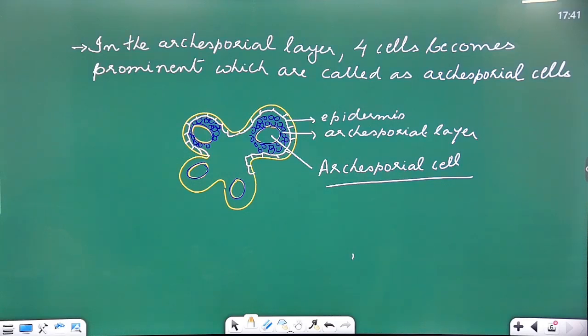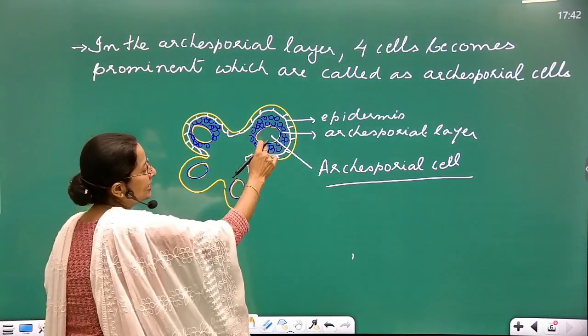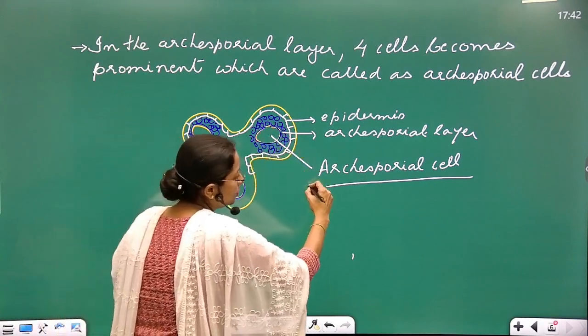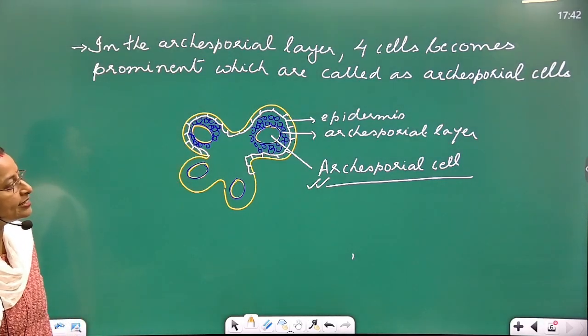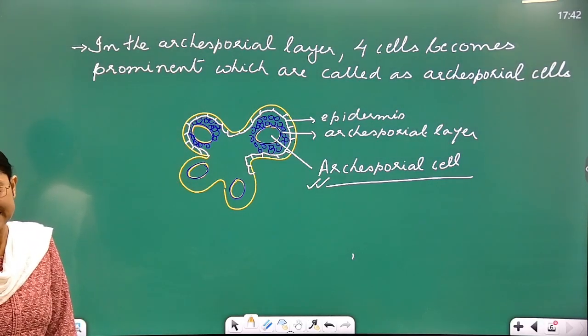Just read the line and see the diagram. TS korilo, TS korote cells dekha palo, outer layer of cells epidermis, inner side archisporial layer. Archisporial layer consists of a single cell and many cells out of all the cells, 4 cells in each lobe will become big, right, and that special cell that became prominent and big is called as archisporial cell. So ultimately archisporial cell keita form korile, four.